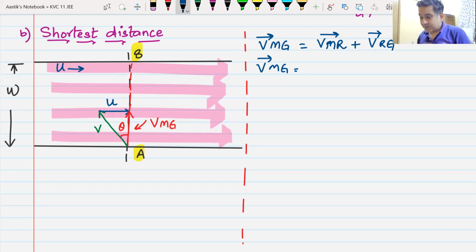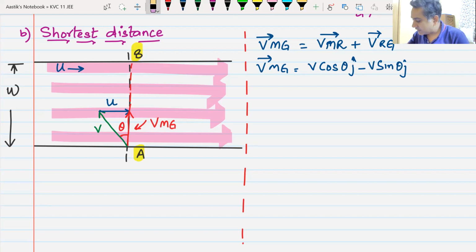Velocity of man with respect to river is V like this. So if I have to break it up into X and Y components, the Y component will be V cos theta, so V cos theta j. The X component will be V sin theta, V sin theta i. You don't have to really remember this. You can find it out.